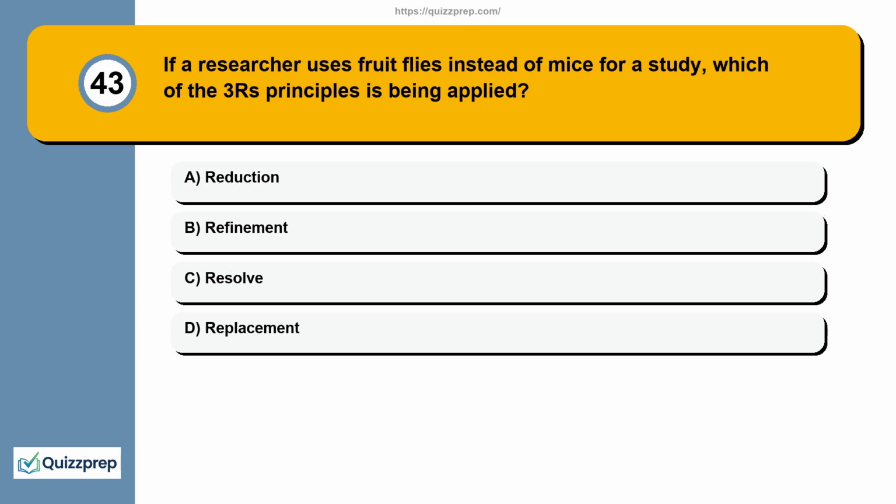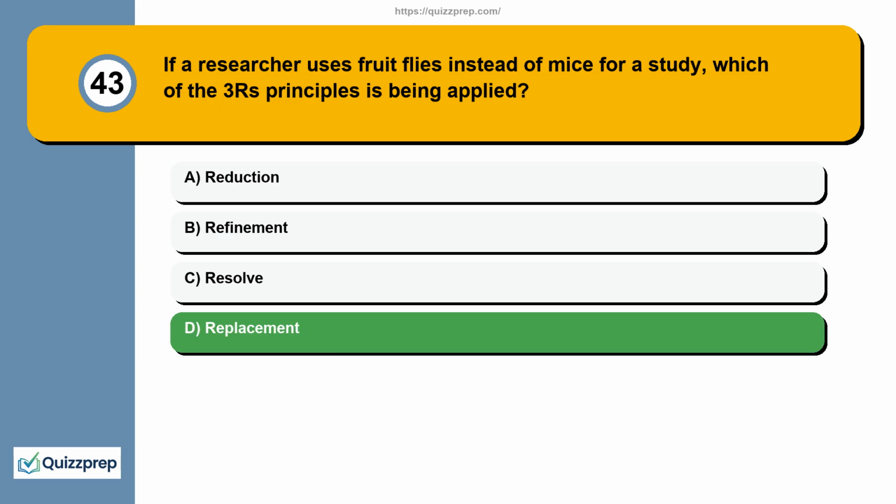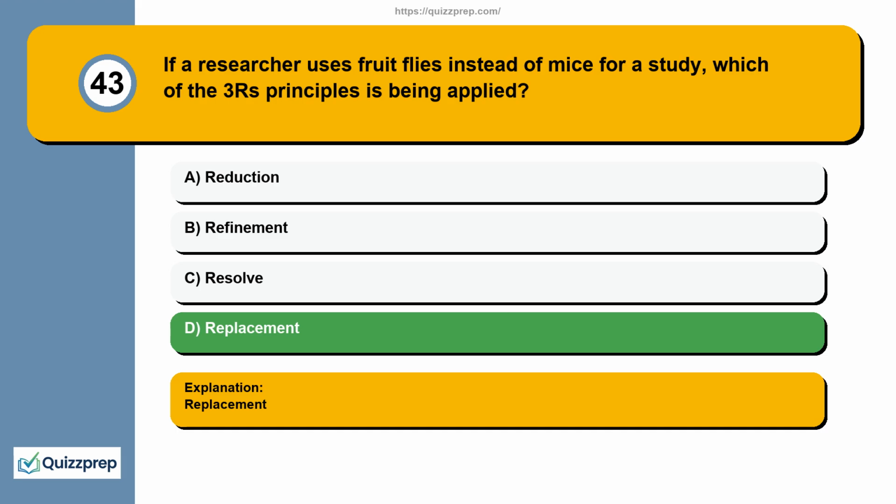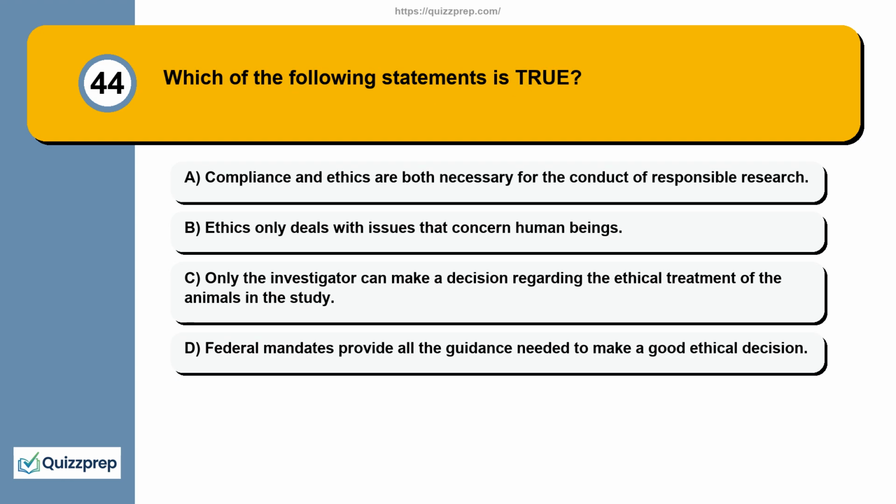Question 43. If a researcher uses fruit flies instead of mice for a study, which of the three RS principles is being applied? Option A, reduction. Option B, refinement. Option C, resolve. Option D, replacement. The correct answer is option D, replacement. Replacement.